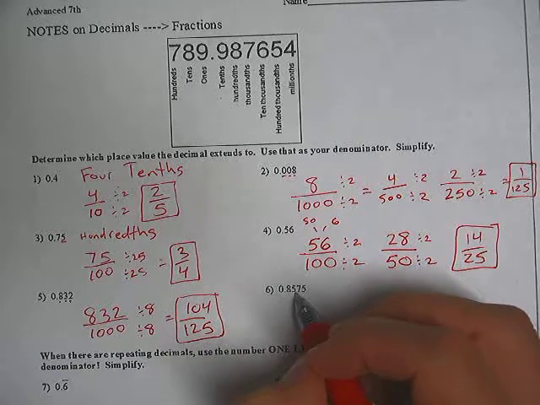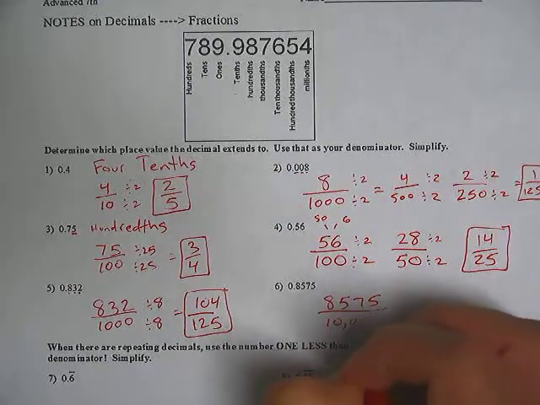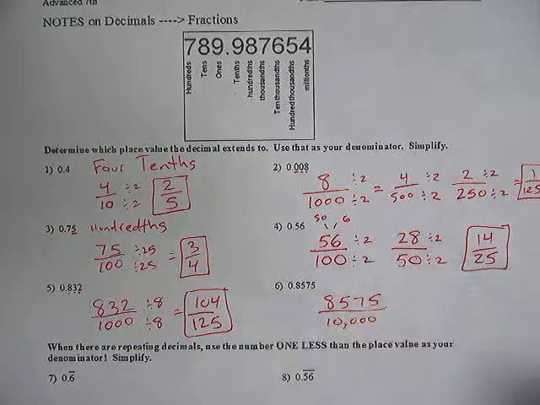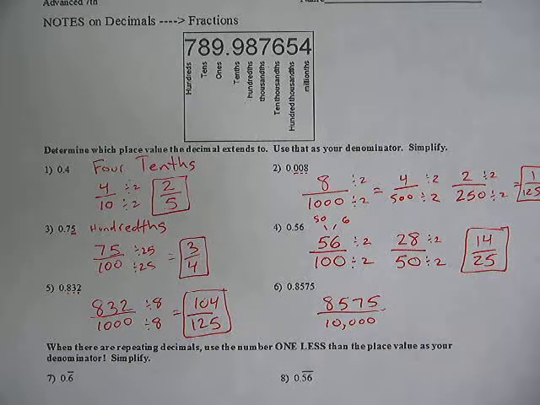Okay, in this last one, we're not going to fully simplify it because it's just such a big number, but I do want you to see how I would set this up. So it's tenths, hundredths, thousandths, 10 thousandths. So I'm going to put this whole number, 8575, over 10,000.